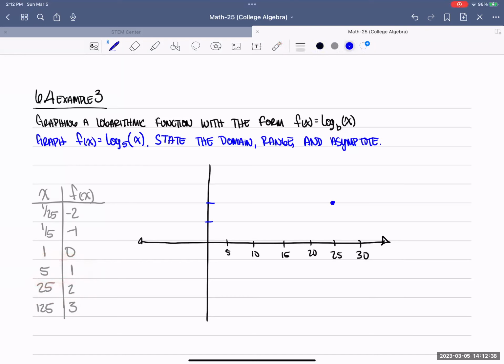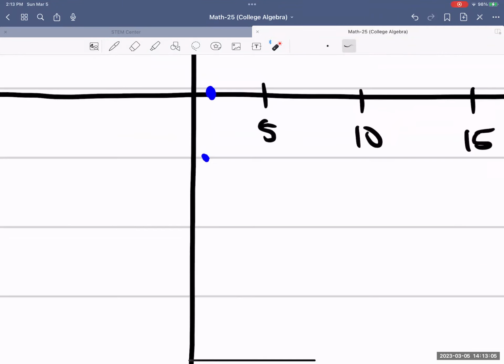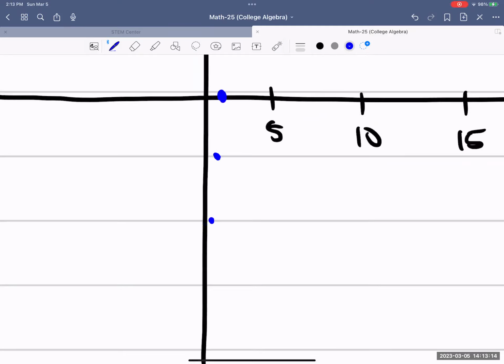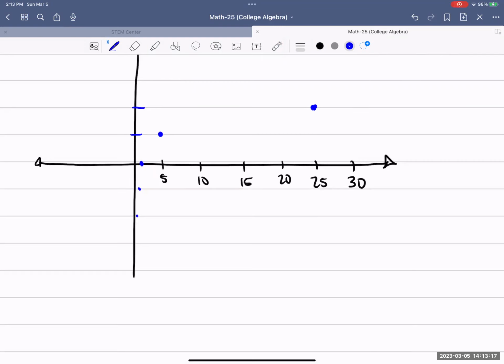Now let's move on to this one. When we input 5, we output 1. Perfect. When we input 1, we output 0. That's about here. When we input 1/5, we output negative 1. So somewhere around here. When we input 1/25, we output negative 2. So it doesn't matter how far we zoom in, our pen is going to be too thick to draw that one. So what I'm going to do is draw it really, really close to 0 and just kind of know where our asymptote is.